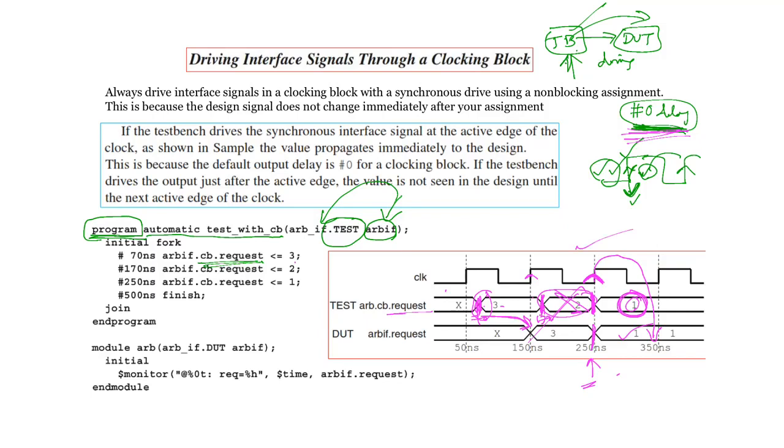Okay, so these are the two important characteristics of the clocking block. Clocking block inputs and test bench inputs are the same. Clocking block outputs and test bench outputs are the same. So if you are driving the signals from the clocking block, then it takes #0 delay. If you are sampling the inputs for the test bench, that means the inputs of the clocking block, they will take #1step delay.